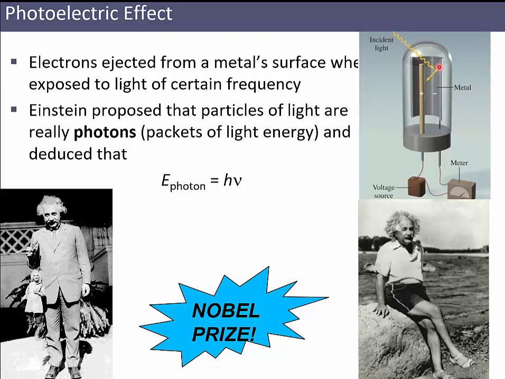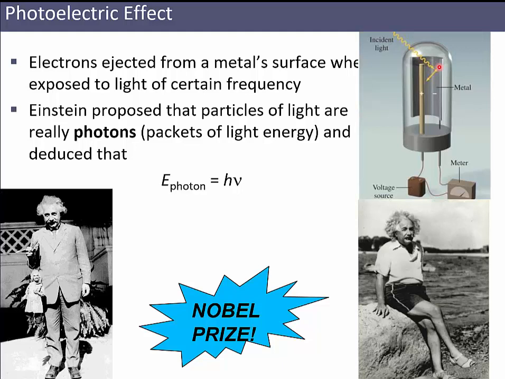So electrons ejected from this metal surface are only going to generate a current when light is of a certain frequency. For example, if you put red light in, nothing's going to happen, right? And then if you put in blue light, all of a sudden it works. Even though the light has the same photon flux, the same brightness, the frequency matters.